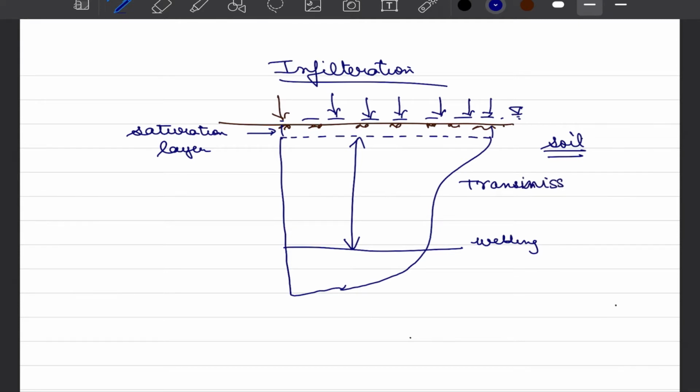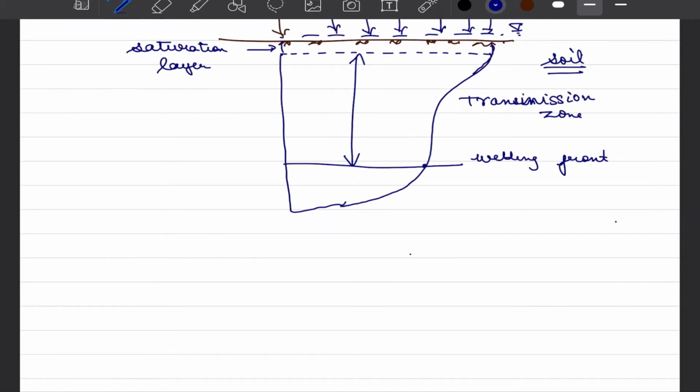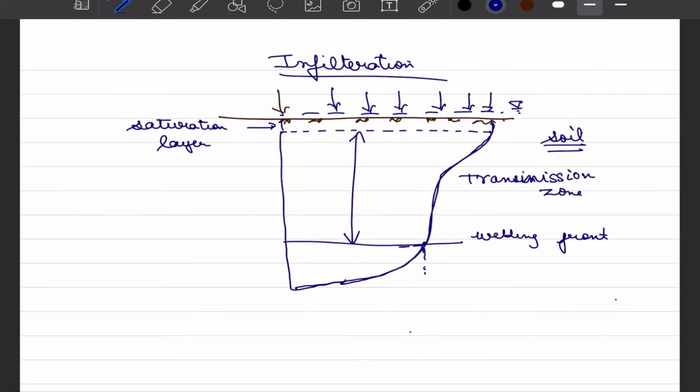Now, the difference between the transmission zone and the wetting front is typically characterized by the fact that it appears as if there is a sudden cutoff. That means we have a smooth function in terms of the degree of saturation here, and as soon as we reach the wetting front, there is an abrupt cutoff, or a sort of discontinuity, in the curve that we are considering here. And if this represents the moisture content, on the x-axis we have moisture content, and of course here we have depth.